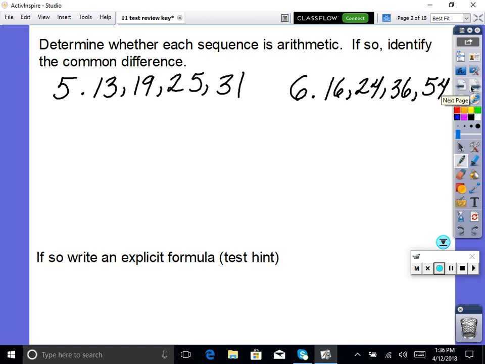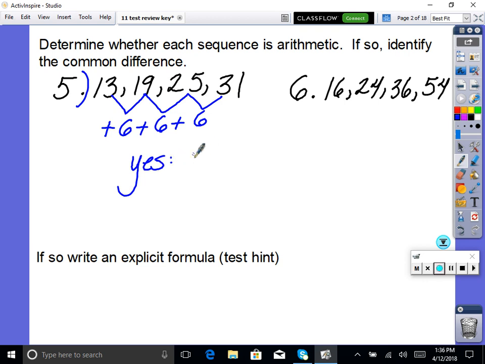Determine whether the sequence is arithmetic. If so, identify the common difference. So we would look and see, is there a common difference? Are we adding and subtracting the same amount each time? So let's look here. 31 minus 25 is 6. 25 minus 19 is 6. 19 minus 13 is 6. So we're adding 6 each time. Yep, looks good. So we'd say yes. And our common difference is equal to positive 6.